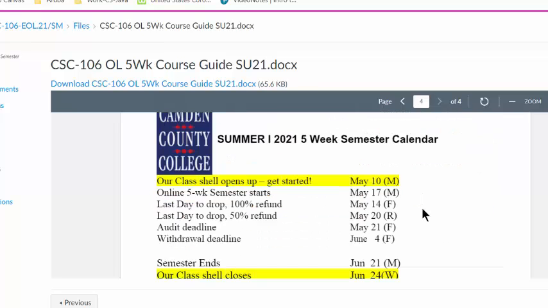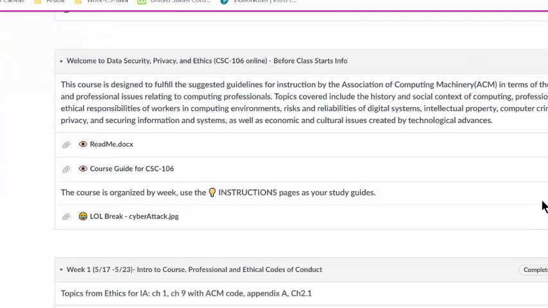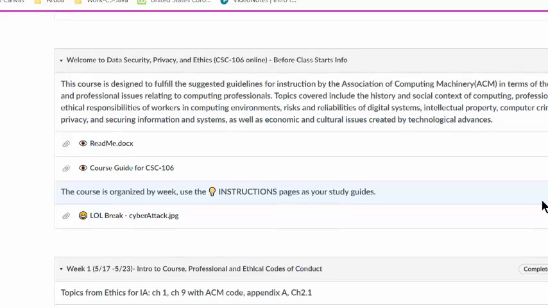Also attached is the summer schedule for the 5-week semester. Our course shell will open up on Monday, May 10th. That gives you a week to look it over, get acclimated, get your textbooks. Hopefully then we can get started on May 17th. So let's just take a look at week 1.